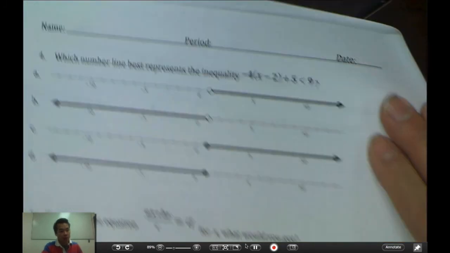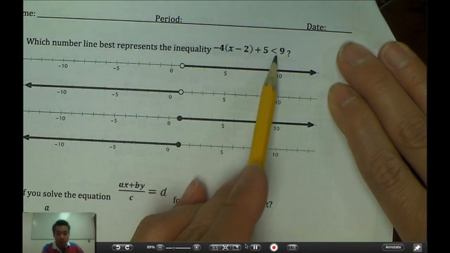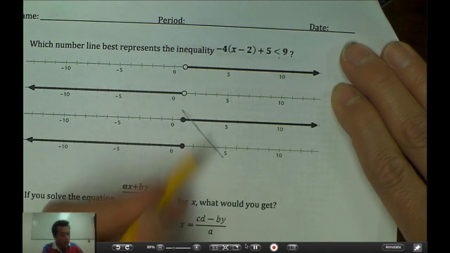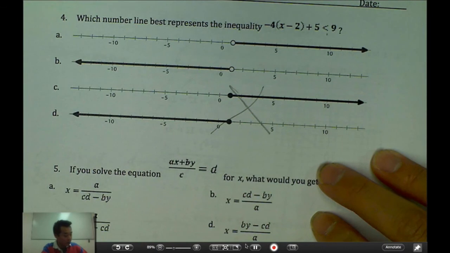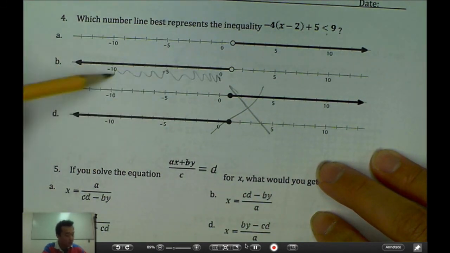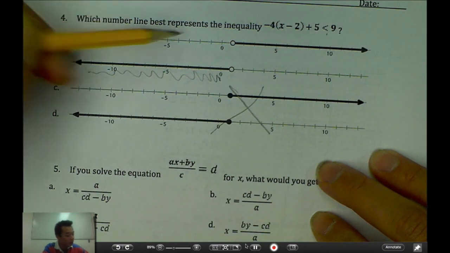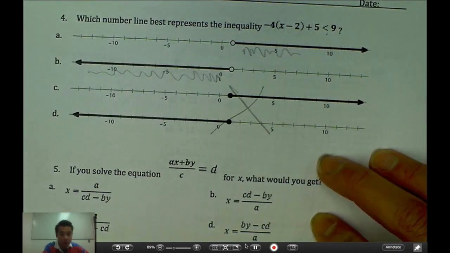This one, same thing. First thing I'm going to do is look at my inequality sign. Less than sign, open circle. So the last two choices are gone. And then I'm just going to test. 0 is part of my solution set. All the numbers right here underneath the arrow are the solution set. You can actually test it or you can solve it.